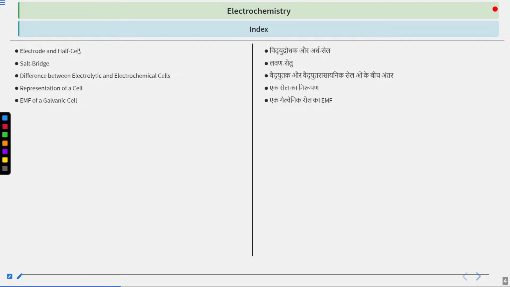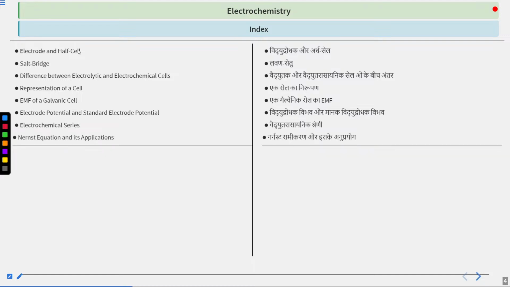Then representation of the cell, and then we will move to the quantitative part of this galvanic cell, which is EMF and all, and electrode potential and standard electrode potential, electrochemical series, and at last, the most important thing, which is our Nernst equation and its application.